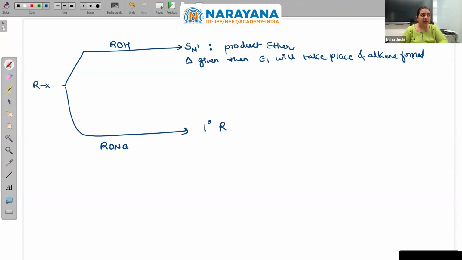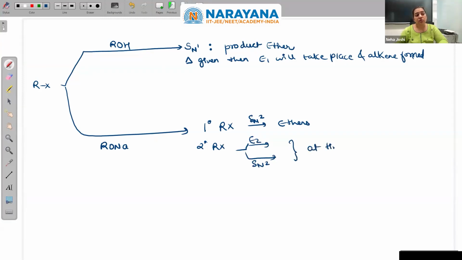So if I take a 1 degree alkyl halide, I can be assured that ethers are formed by SN2. If I take a 2 degree alkyl halide, now there is a problem. I will have both E2 and SN2, and at times E2 dominates. I cannot say that it is going to be a simple direct choice. It again depends on the condition of temperature and the alkyl halide. But if I take a 3 degree alkyl halide, I am very assured that E2 dominates and alkene is formed. Okay, see the shift from alcohol to alkoxide.